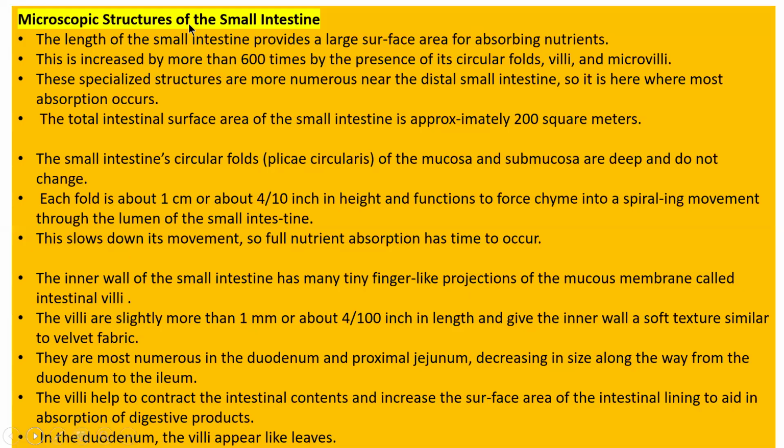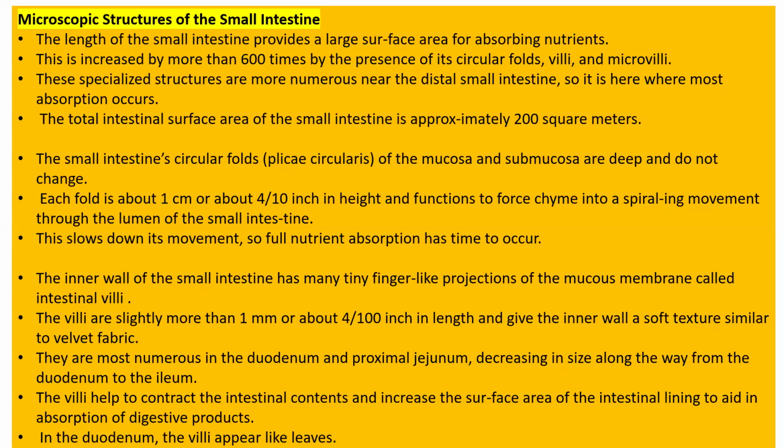Looking at the microscopic structure of the small intestine, it has a large surface area for absorption of nutrients. It is increased by more than 600 times by the presence of its circular folds, villi, and microvilli. These specialized structures are more numerous near the distal end of the small intestine, which helps increase absorption. The total intestinal surface area of the small intestine is approximately 200 square meters.